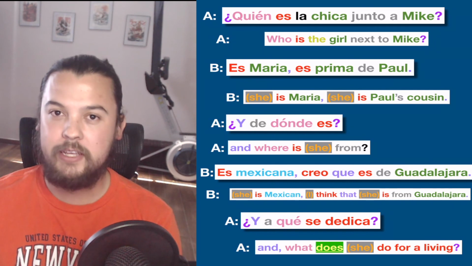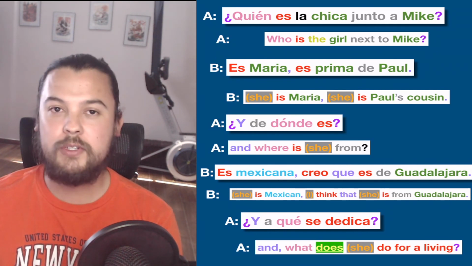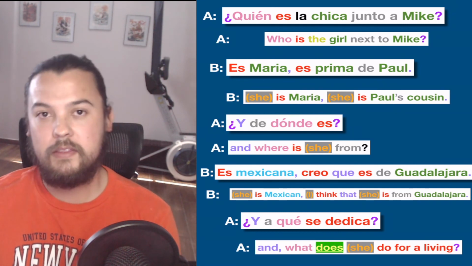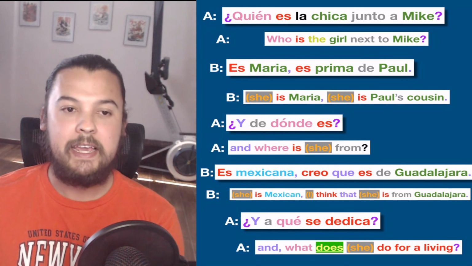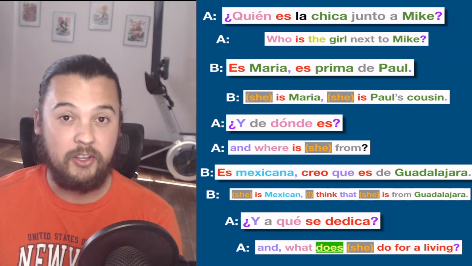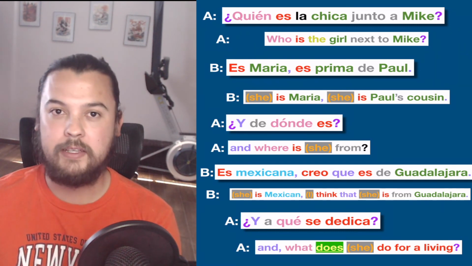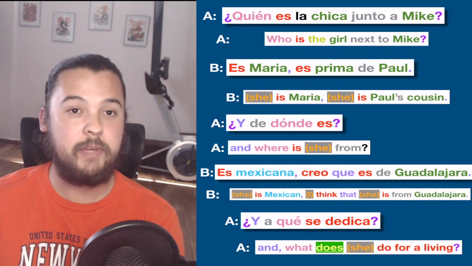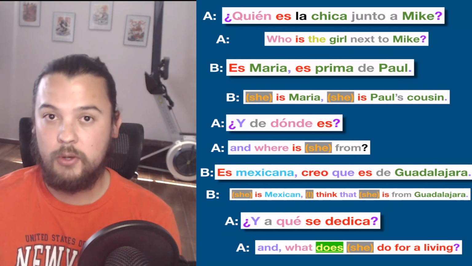¿Quién es? So you're identifying, right? You're identifying the girl. Because you're using the word quién, you're then identifying the girl. ¿Quién es la chica? Es María. Es prima de Paul. Once again, you're identifying the girl, once as her name, and second as her relation. So, es María. She is María. Es prima de Paul. She is Paul's cousin.